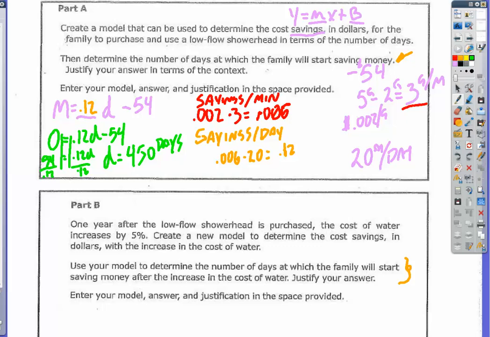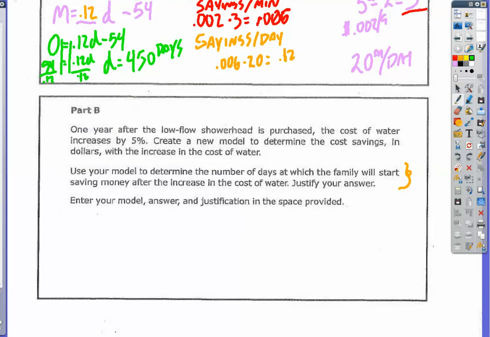So let's take a look at problem B. 1 year after the low flow shower head is purchased, and that's going to make this problem difficult, the cost of water is increased by 5%. Create a new model. Now you'll recognize model being equation. That will determine the cost savings in dollars with the increase in the cost of water. Use your model to determine the number of days at which the family will start saving money after the increase in the cost of water. And so this is after the increase, so they're not including that first year.